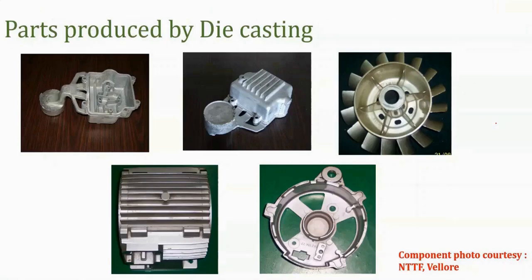So these are the parts which were made using die casting. Mostly this type of casting process is used to make automobile components, like the engine casing. You can see this is the engine casing, this is a clutch housing, right? And this is a propeller housing. So like that, it is mostly used in automobile applications.